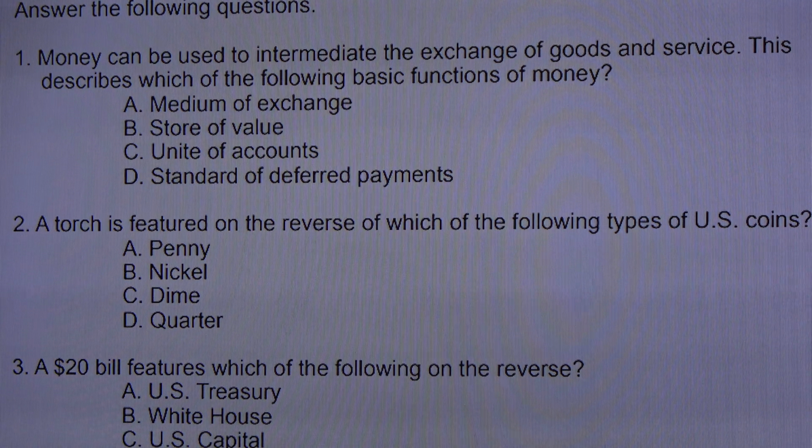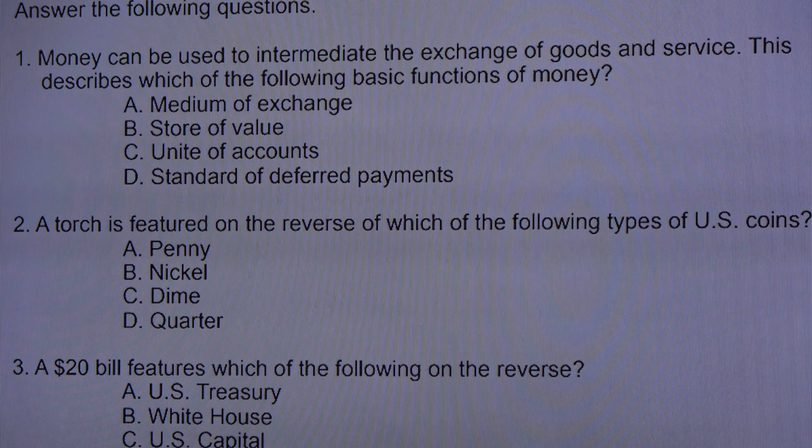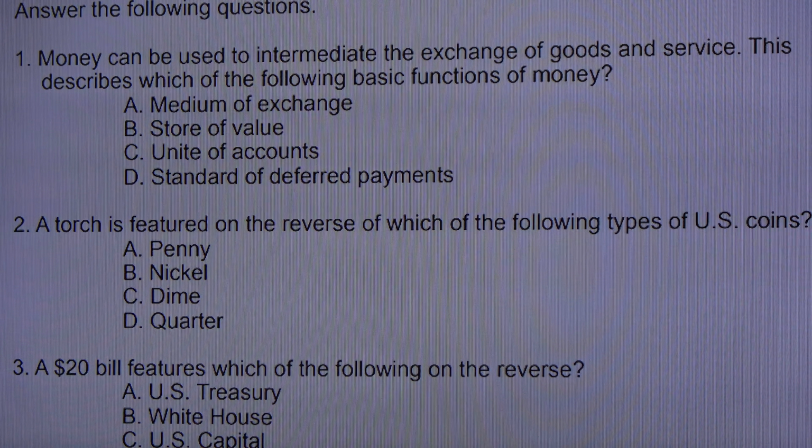Okay, so we're going to review for a test on Wednesday. We talked about money basics. Number one, money can be used to intermediate the exchange of goods and services. This describes which of the following basic functions of money? Is it a medium of exchange, a store of value, a unit of account, or standard of deferred payments? We didn't talk about standard of deferred payments. The store of value, B, is when you save money. So it's a medium of exchange. A medium of exchange describes how you can buy and sell, trade money for something of value.